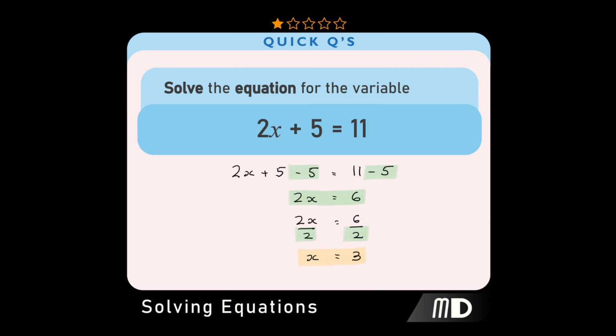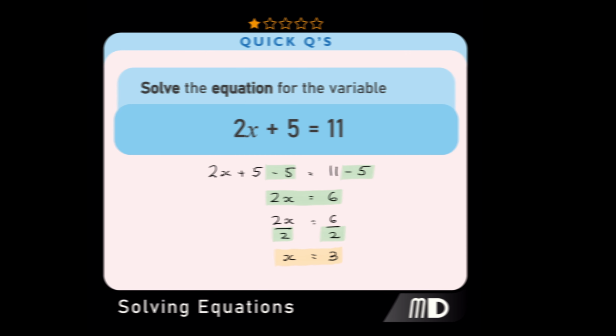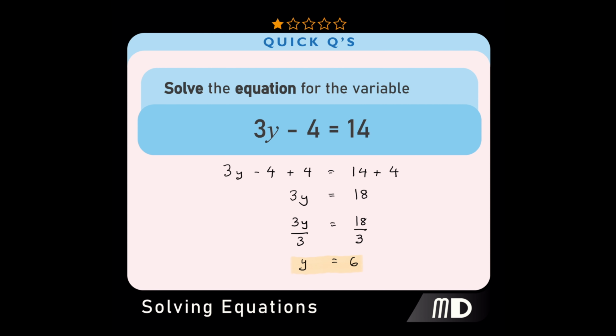Here are some further examples where the steps towards reaching the answer are slightly different, even though the principles remain the same. First, we have a negative term where before we had a positive term. That means that the inverse operation is to add 4 to both sides, then proceeding as before.